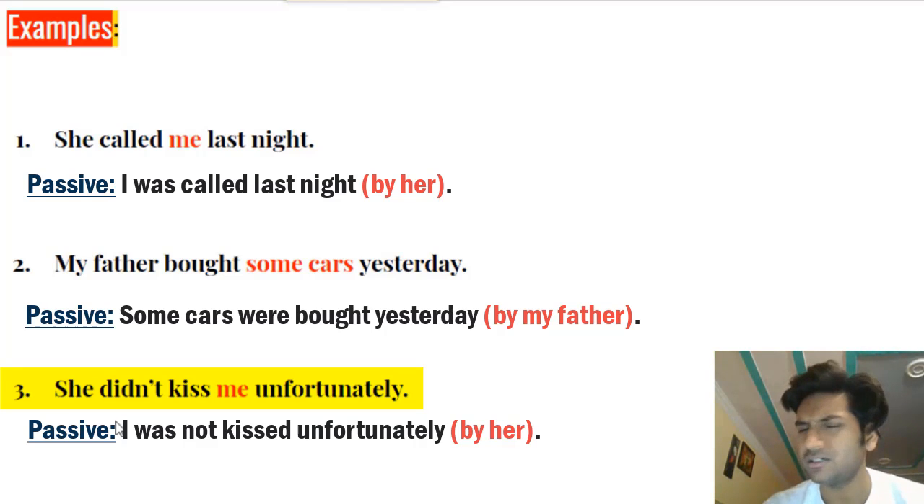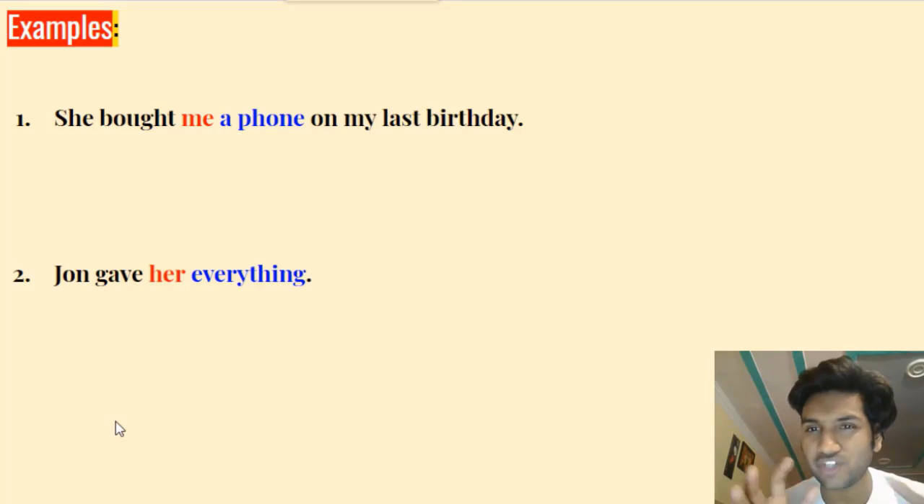I was expecting her to kiss me, but that didn't happen. I was not kissed by her unfortunately. Now, what if you have two objects in your sentence? What if the verb is ditransitive? That means it has two objects, the direct one and the indirect one. How will you change such a sentence into the passive voice?